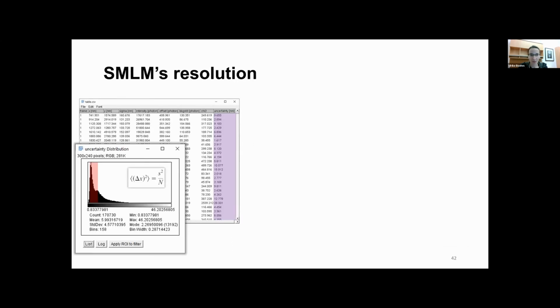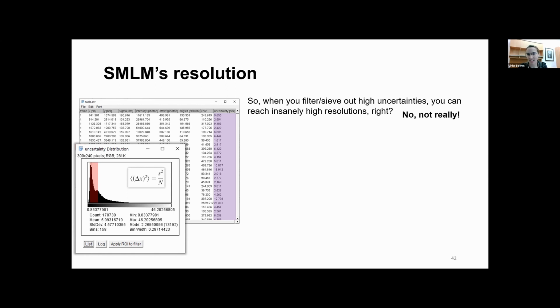Then another thing, of course, one could also in principle filter is the uncertainty. And I mentioned at the beginning that the uncertainty is nothing else than the blurriness of the single emitter. So if you reduce the blurriness, one could in principle assume that the more you reduce the blurriness, the higher the resolution will be. Wouldn't this necessarily mean that you can reach an insanely high resolution? Kind of, but one has to keep one aspect in mind, that a low uncertainty does not necessarily mean a high resolution. And why is that?